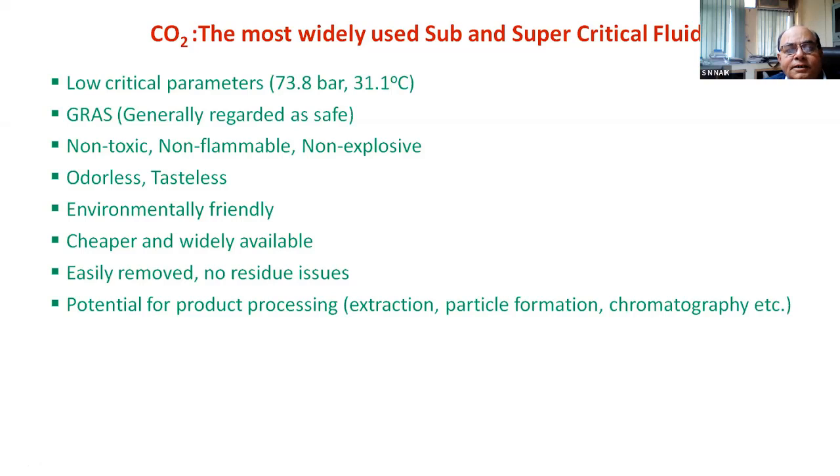So basically, carbon dioxide is easily handled; its critical pressure is 73 bar and critical temperature 31 degrees centigrade. And world over, it is generally recognized as a safe solvent. GRAS is there: non-toxic, non-flammable, non-explosive, odorless. It is environmentally friendly, cheap, and easily removed from the plant extract.